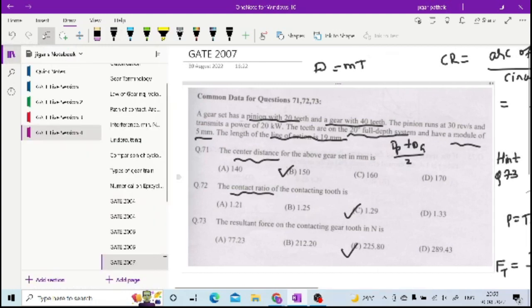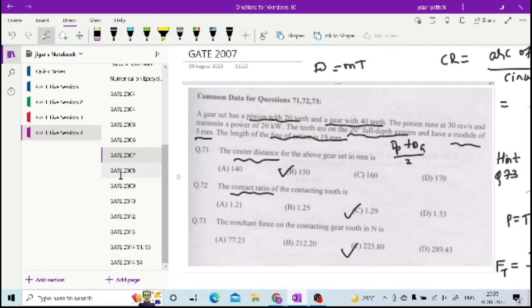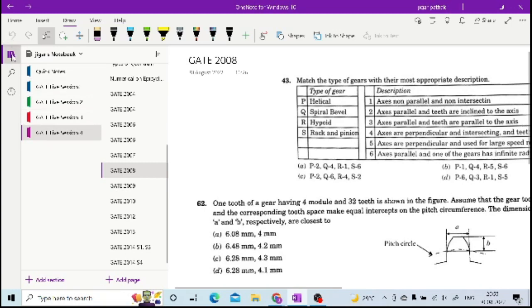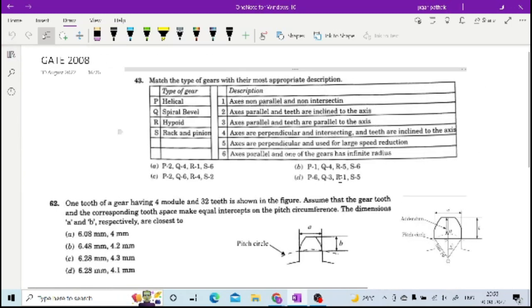So once you are done with this, then you can go for this one. Again, this is very simple. You can directly type in. Sir, your voice is coming a bit low. Sorry, sir. Okay. Now is it audible? Hello. Now. Yes, sir. Now it's perfect. Okay. So you can quickly type in your answers for question 43 from this GATE 2008. It is simple only. So please type in.